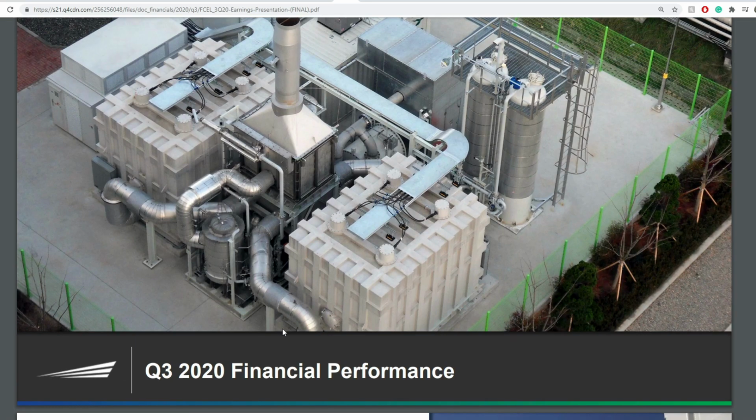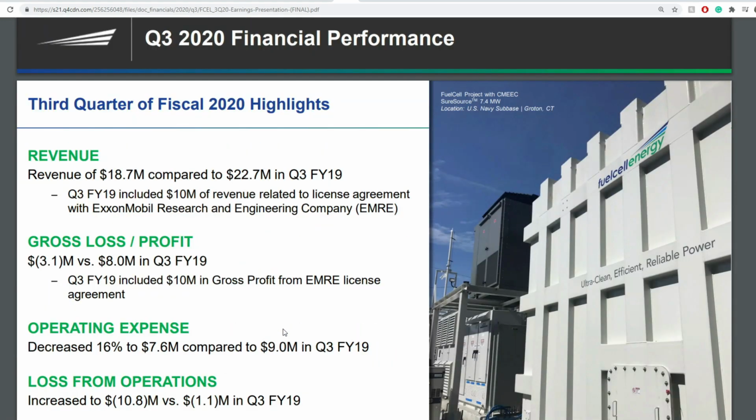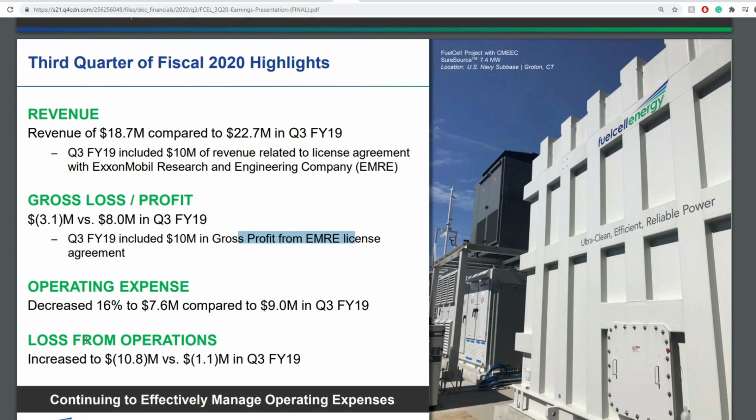So this is a quick look at their power generation modules. So the revenues, as I did mention, exactly the difference there. Gross loss or profit, they hit around 3.1 million in loss versus 8 million in quarter 3 FY 2019, but it really goes back to the gross profit from the EMRE license agreement of $10 million, as I mentioned before. Operating expenses decreased 16% to 7.6 million compared to 9.0 million. In quarter three, loss from operations, we're comparing 10.8 million versus 1.1 million in quarter three FY 2019. The big comparison is that 10 million, so if you put that in, you'd be 11.1, so very much the same comparable level.